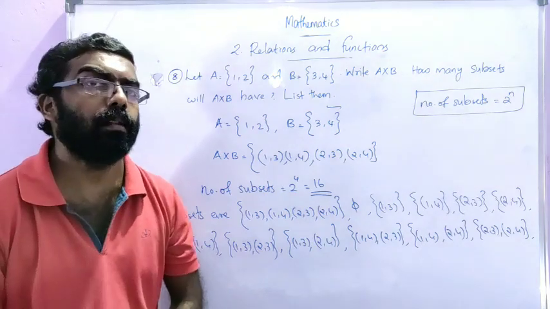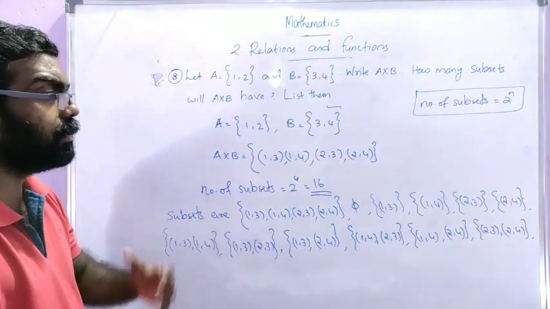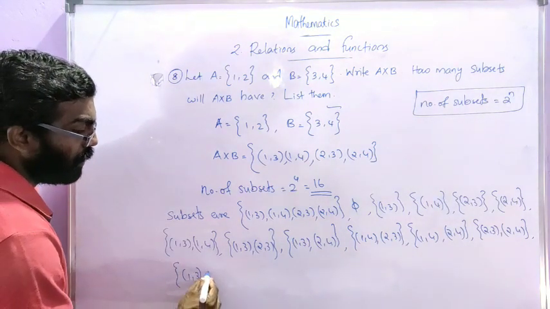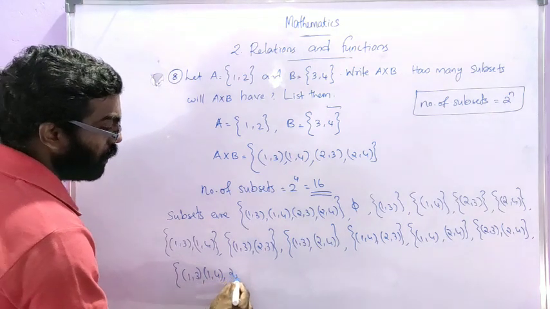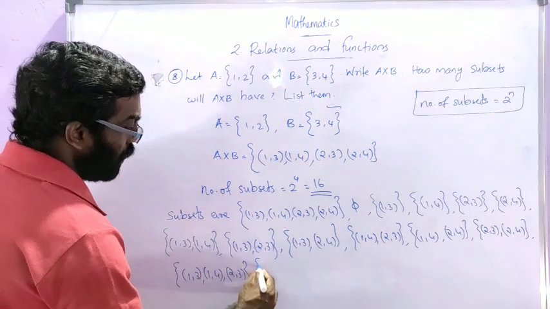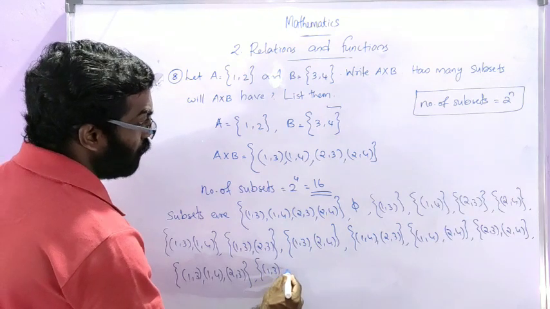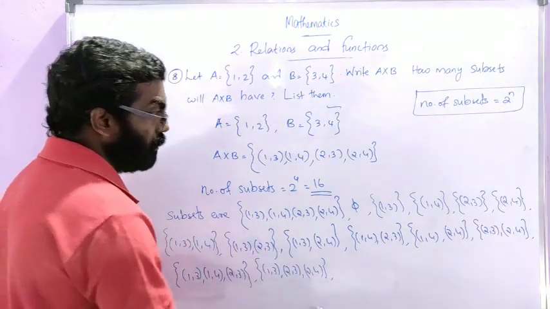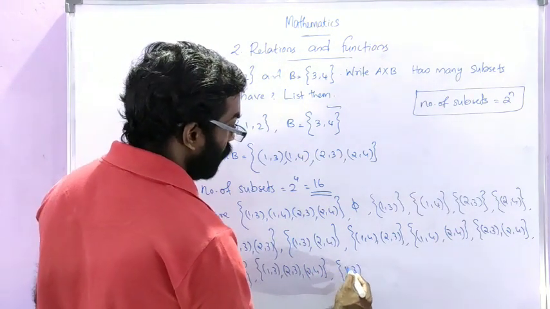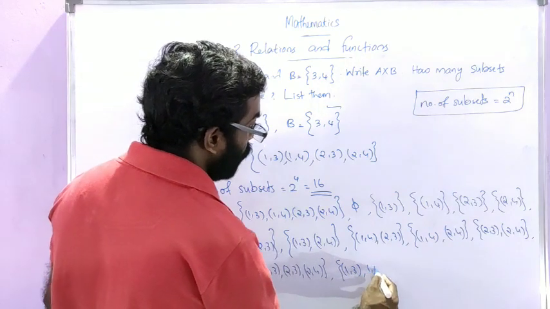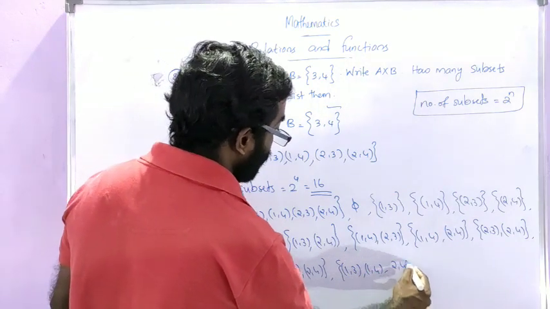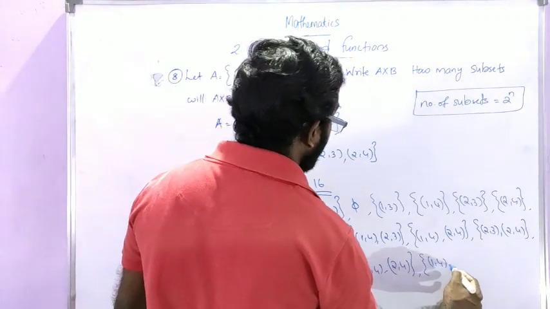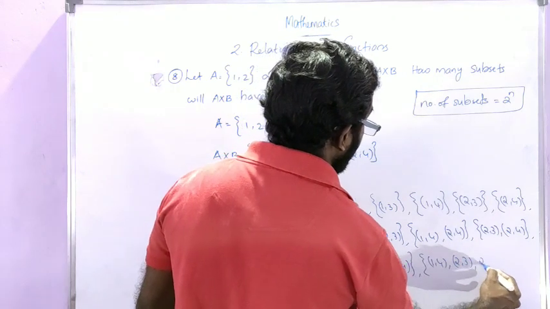Now we can write the subsets which consist of 3 elements or 3 pairs. So {(1,3), (1,4), (2,3)}, then {(1,3), (2,3), (2,4)}, then {(1,3), (1,4), (2,4)}, then {(1,4), (2,3), (2,4)}.